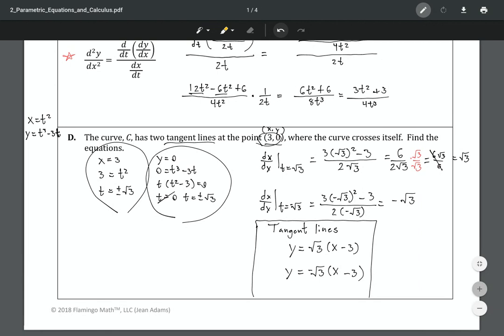So once you have done that, then you can just plug in the square root of 3 for the derivative and the negative square root of 3 for the derivative, and that will give you your slopes for the tangent lines.